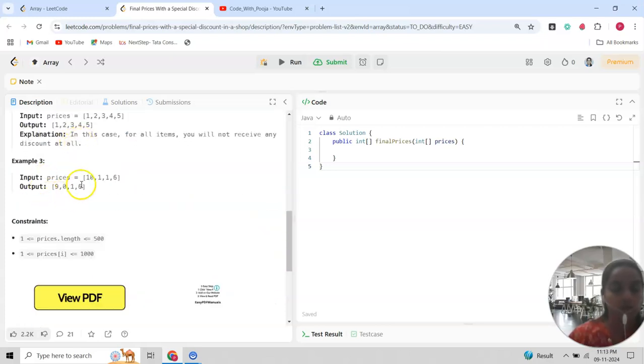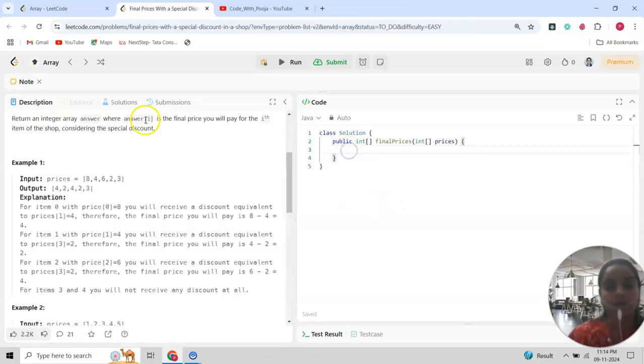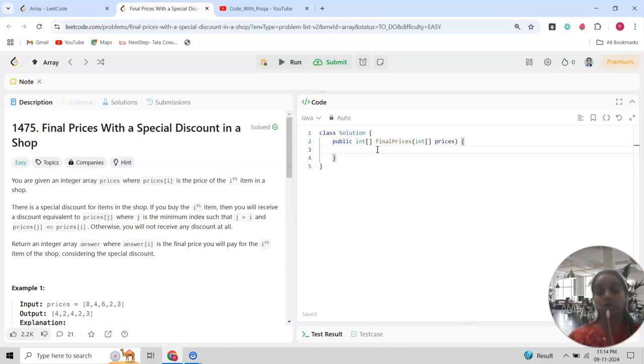Okay, now the constraints. The length of the price array will be anything between 1 to 500. It means the number of elements in the array is between 1 to 500. Now the price of an element will be anything between 1 to 1000. Okay, this is the description. Now continue with the code that we have to write for this.